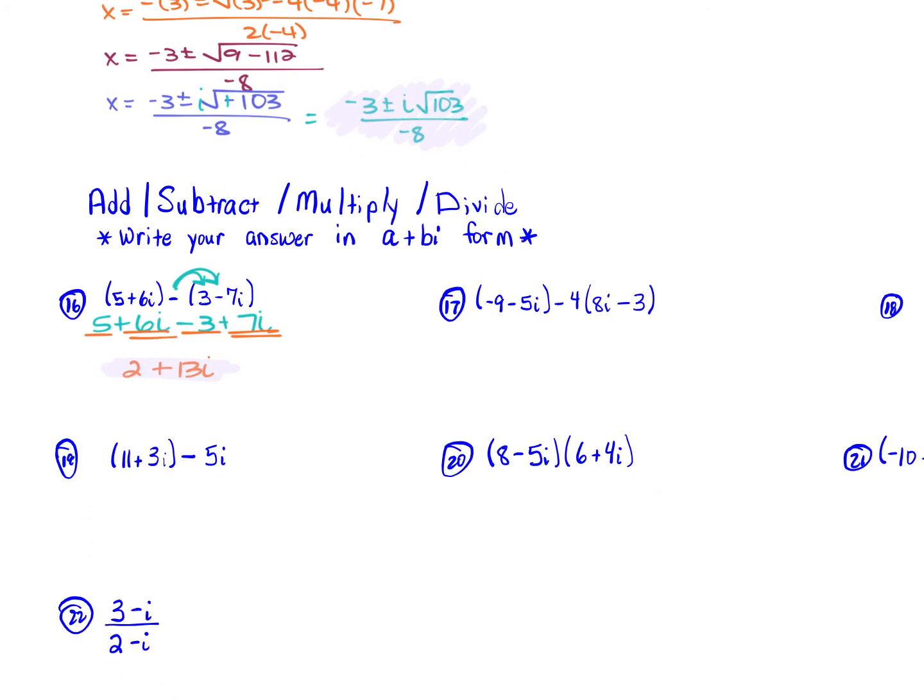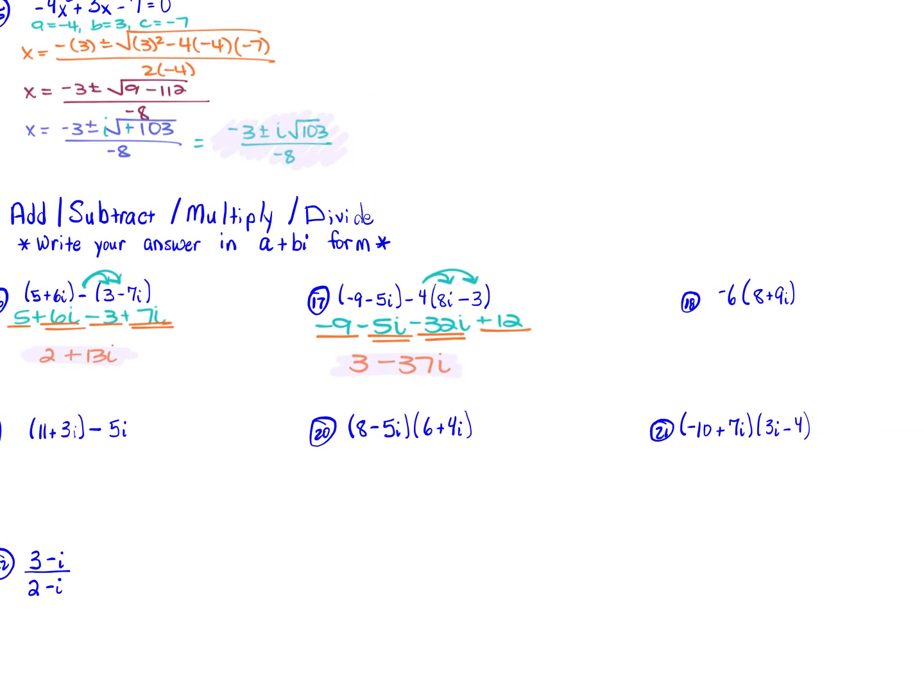For 17, you have negative 9 minus 5I minus 4 times 8I minus 3. Distribute the 4. So this is going to give you negative 9 minus 5I minus 32I plus 12. Again, you have like terms here, so combine them. Your real parts are the negative 9 and the 12, which combine to give us 3. And then your imaginary parts are the negative 5I and the negative 32I, which give us negative 37I. So 3 minus 37I.